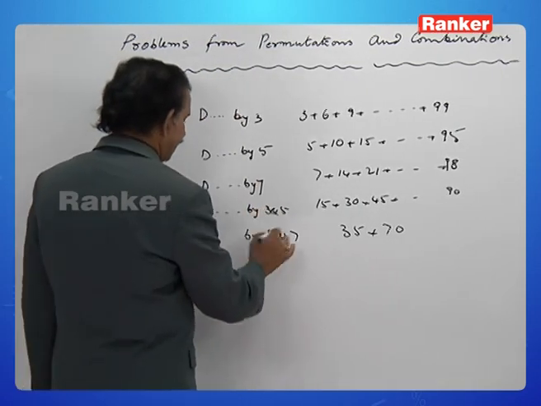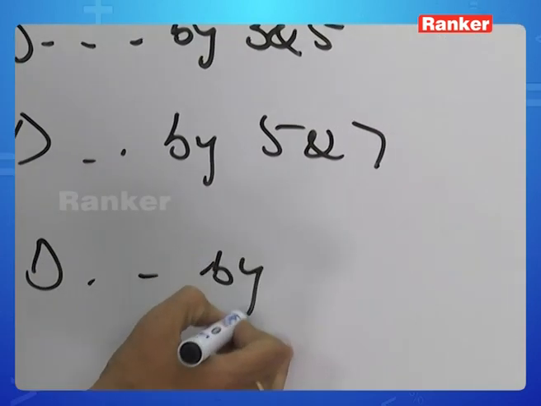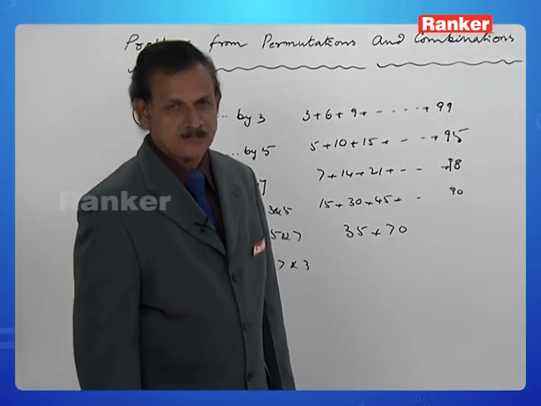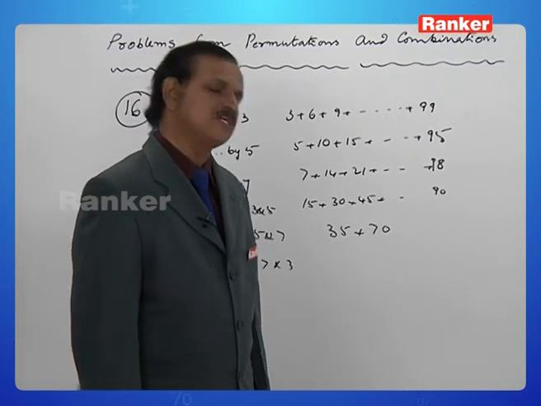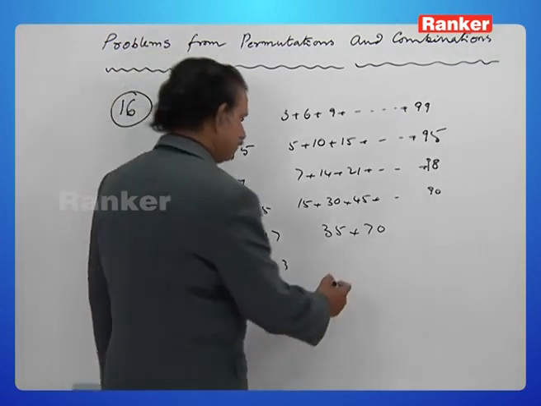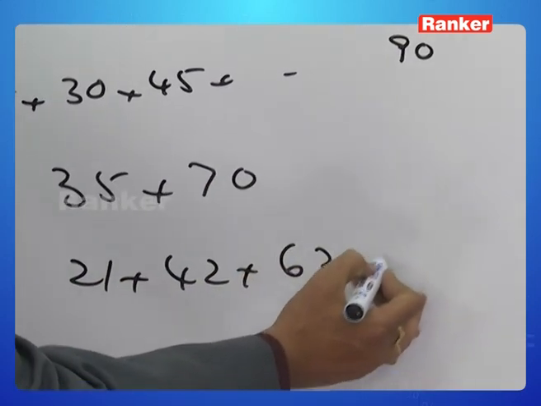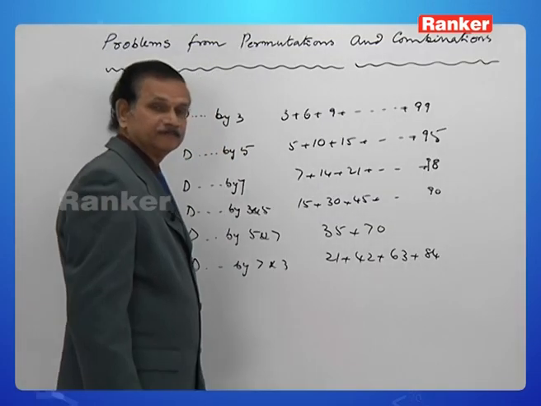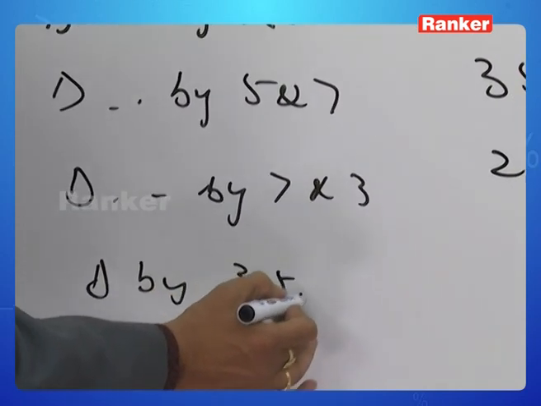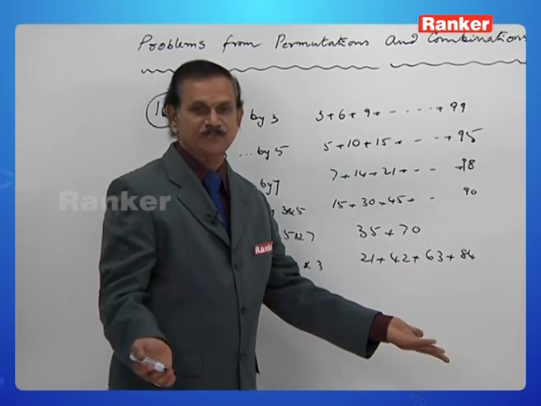And then 3 and 5, 5 and 7. Now 7 and 3. Divisible by 7 and 3. What are those numbers which are divisible by both 7 and 3? Those which are divisible by the LCM of 7 and 3. What is the LCM of 7 and 3? 21. Those numbers which are divisible by 21. 21 plus 42 plus 63 plus 84. Stop. At last, those numbers divisible by 3, 5 and 7, their LCM is 105. Below 100 we know we cannot find such numbers at all.